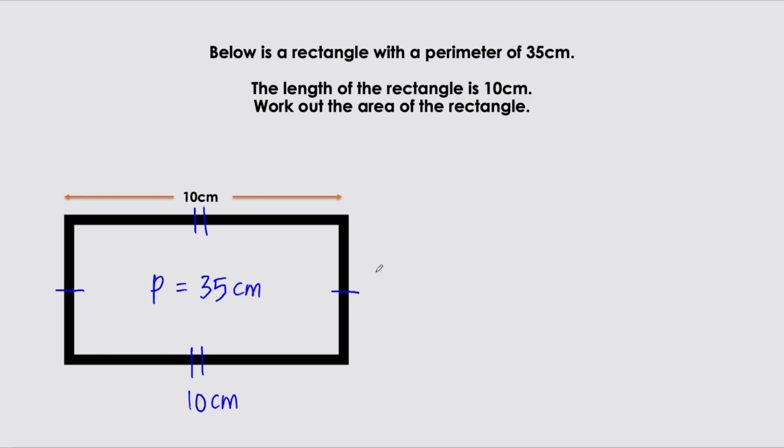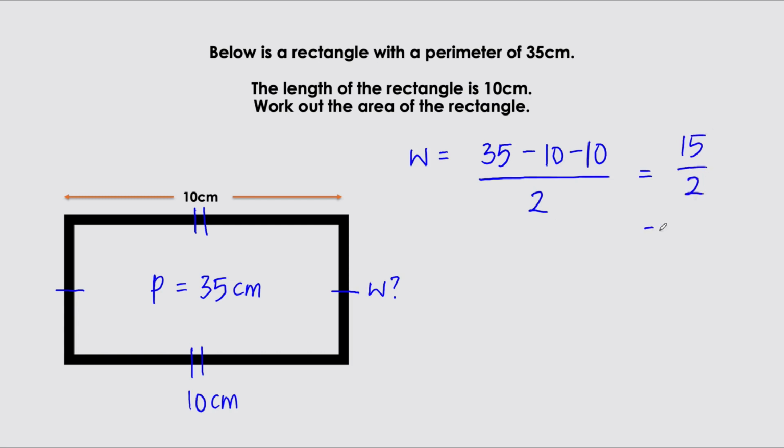So now how do we find the width? The first step is to find the width. So the width is actually equal to 35 minus away the two lengths that we already know, and then we divide it by 2. Because 35 is the perimeter, we add all 4 of these together. When we minus this and this away, we're left with 2 widths, so we've got to divide it by 2. So this is the same as 35 minus 20, that gives us 15, divided by 2. Hence the width is actually 7.5 centimeters.